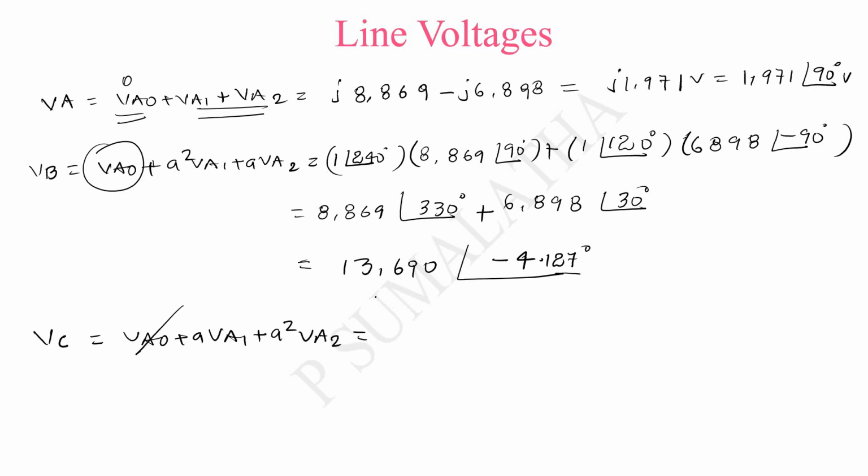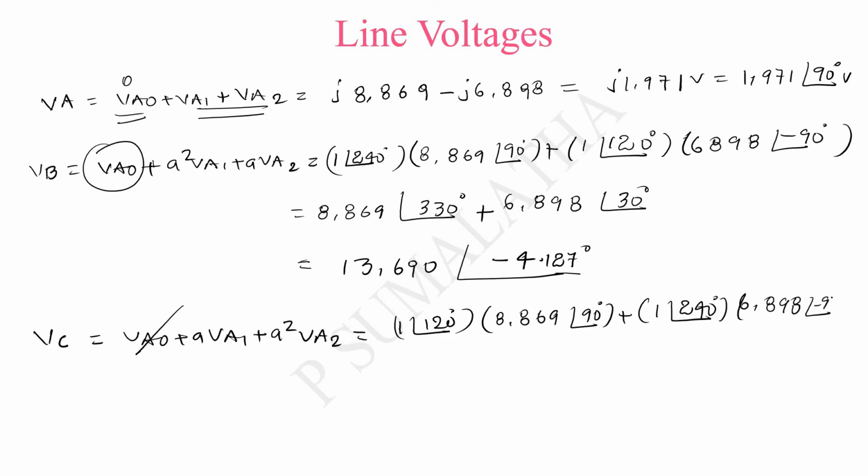Now coming to VC, VA naught plus A into VA1 plus A square into VA2. VA naught is anyway 0, A is 1 at an angle 120 degrees into VA1, 8869 at an angle 90 degrees, plus 1 at an angle 240 degrees into 6898 at an angle minus 90 degrees. If we simplify this, we will get 13,690 at an angle minus 175.87 degrees.